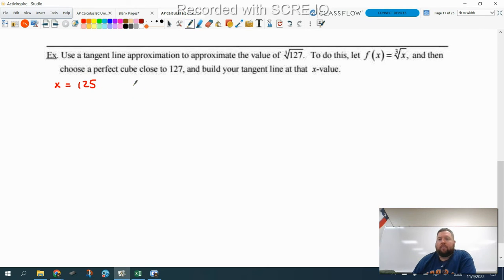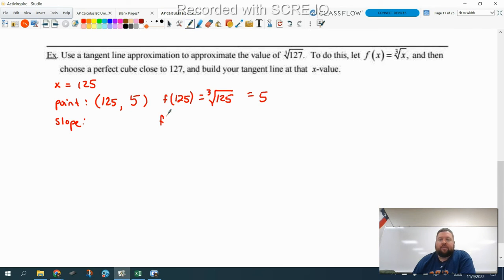All right, so we are going to start by writing a tangent line. So I need a point and a slope. I currently have an x coordinate. I need a y coordinate, and I need a slope. The y coordinate I get by plugging 125 into my function. So the cube root of 125 is equal to 5. All right, so I have my y coordinate.